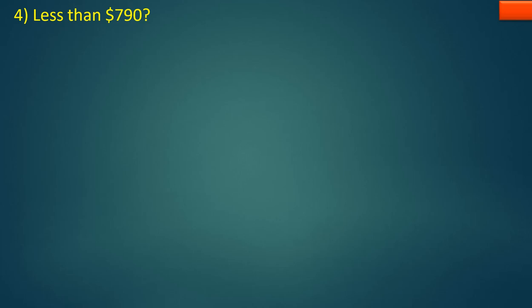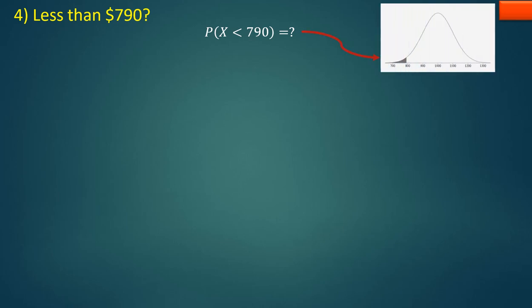In question 4, we are asking about the probability of selecting a driver whose income is less than 790. So, as usual, we begin by writing this question in math way. This means that we need to find the area subtended by the graph which is before the value of 790, which is the small area here in gray.